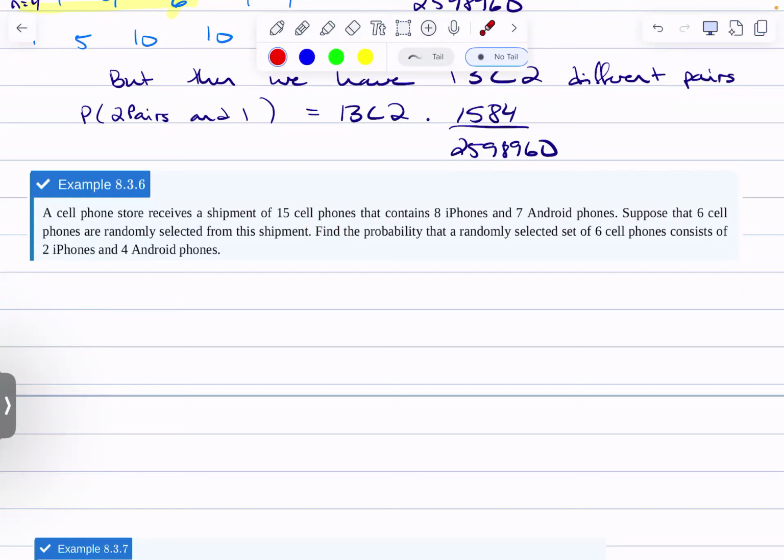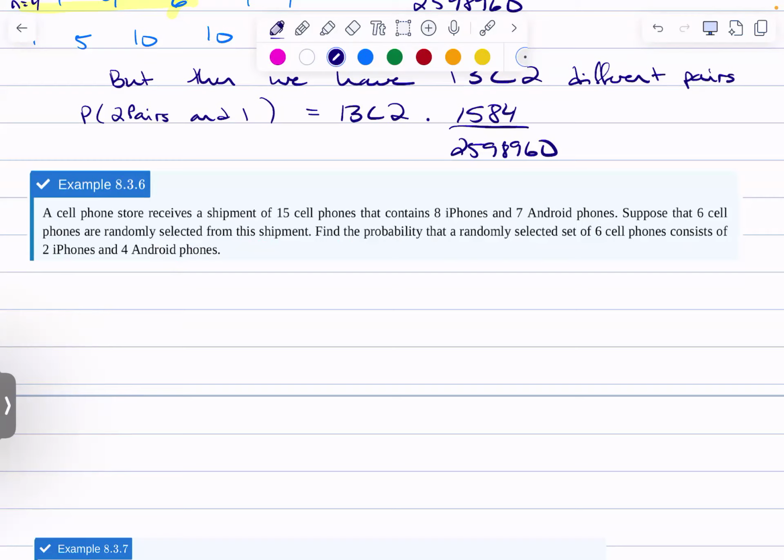A cell phone store receives a shipment of 15 cell phones that contains 8 iPhones and 7 Android phones. Suppose that 6 cell phones are randomly selected from this shipment. Find the probability that a randomly selected set of 6 cell phones consists of 2 iPhones and 4 Android phones. Now we're back to questions that I do expect you to be able to do because this is perfectly reasonable.